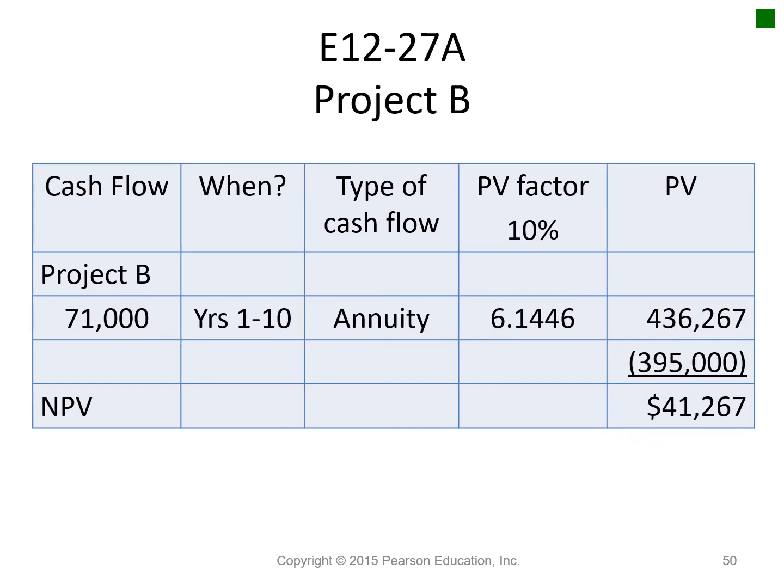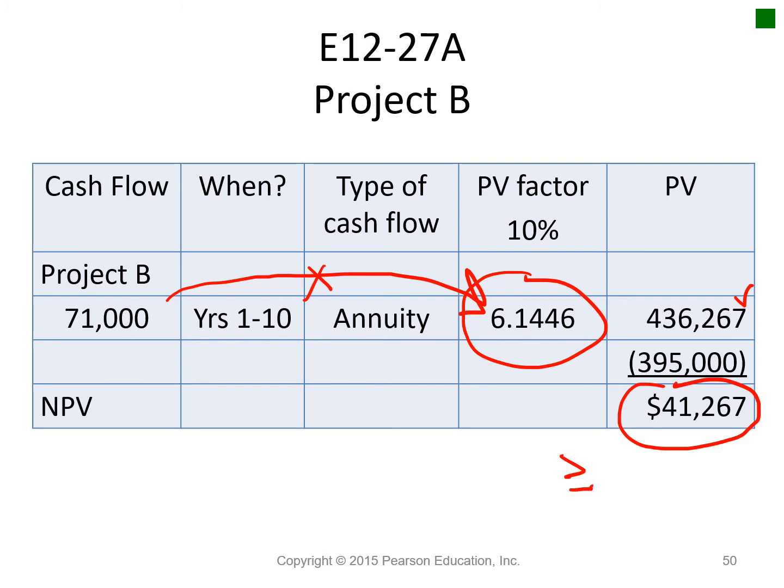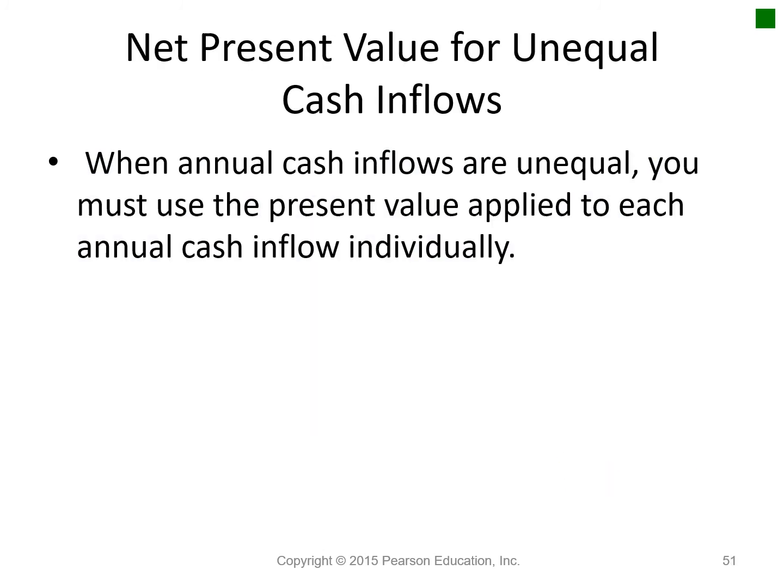Project B, again, you take the cash inflows. Here's your table factor. You multiply, again, 71,000 multiplied by that table factor. That gives you this. Notice the initial cost investment. That gives you a positive cash flow, which is greater than or equal to 0. So this would be the one you would want to accept.